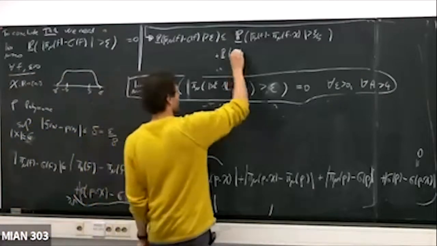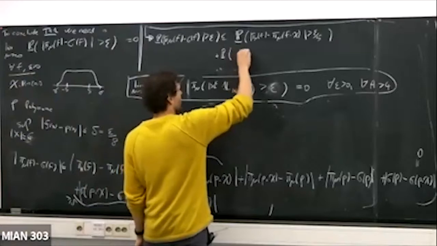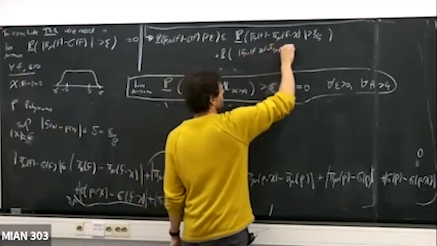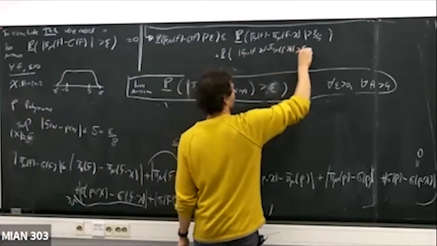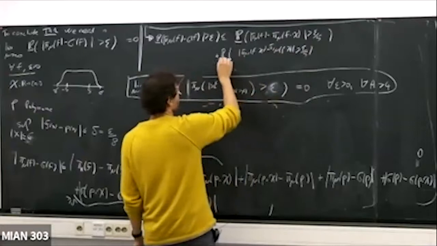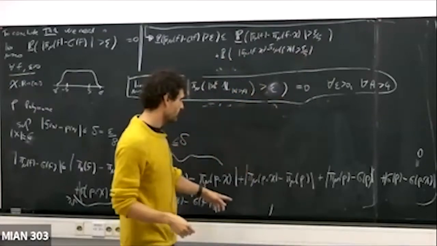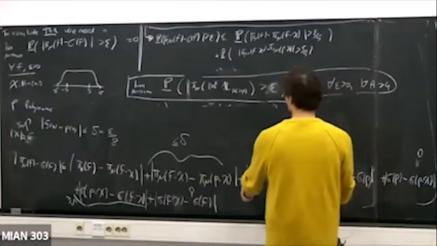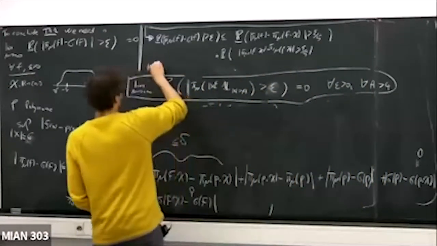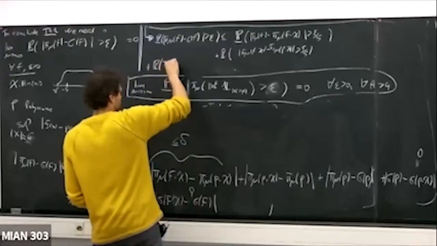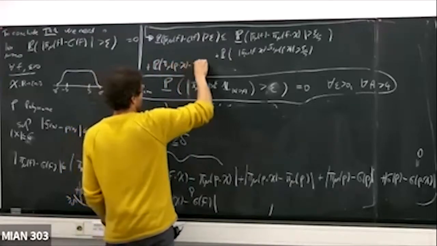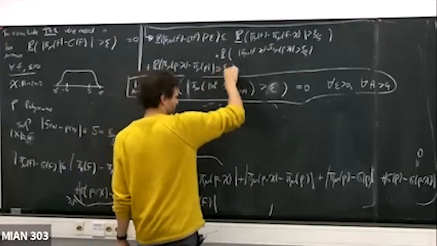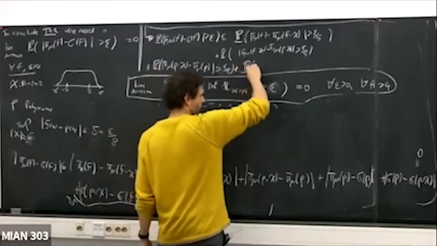So plus the probability that pi n of f chi minus pi n of chi is more than epsilon over 5. This is 0, this probability. Then there is this. And so on. I really don't want to spend too much time on this. It's clear that it works, I hope.